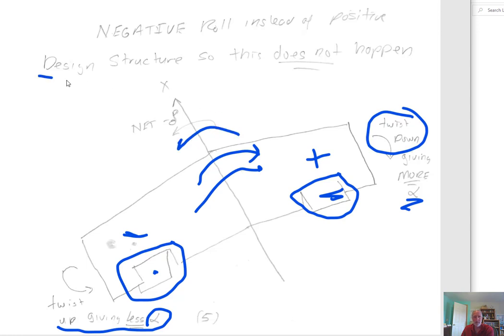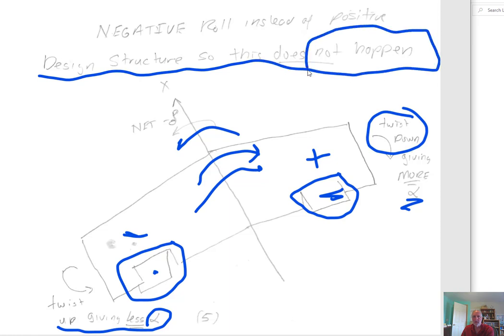You have to design the structure so it's stiff enough so that this does not happen, because this makes the airplane impossible to control. Alright, so that's the end of the lecture about ailerons, positive conventions, both Roskam and Etkin, and what a roll spoiler does, and what can happen if you design your structure too flexible.